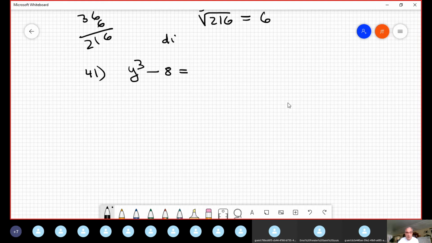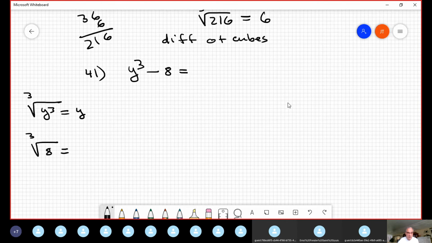Identification. Is it a difference of cubes? Yes or no? Yes. Immediately you take both cubic roots. It's just Y. And the cubic root of 8 is 2, no? Because 2 times 2 is 4, and 4 times 2 is 8. The cubic root is 2. And so this is my A and B.